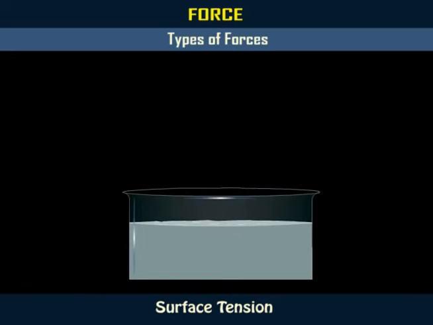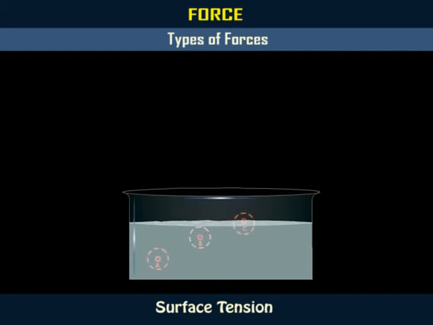Let's look at the molecular explanation of surface tension. Consider three molecules A, B, and C of a liquid. The dotted circle around each molecule represents the sphere of action of each molecule. The sphere of action of A is completely inside the liquid. It is attracted equally in all directions by the other molecules. There is no resultant force acting on the molecule A.